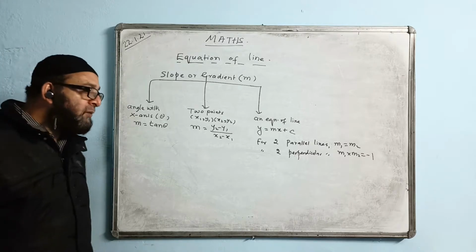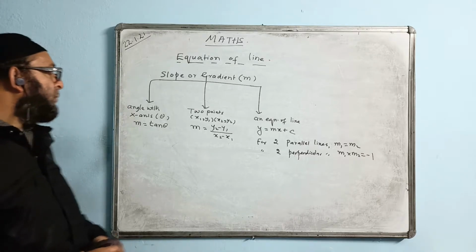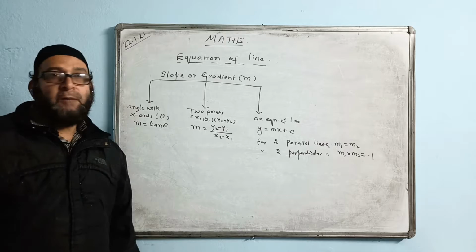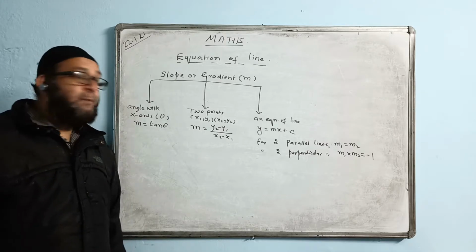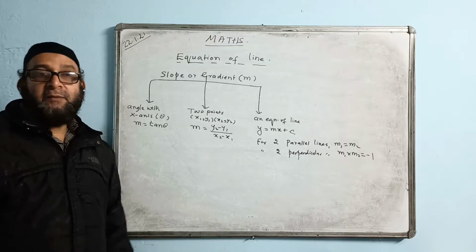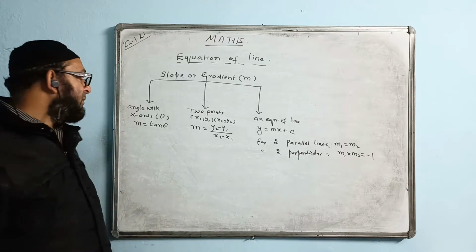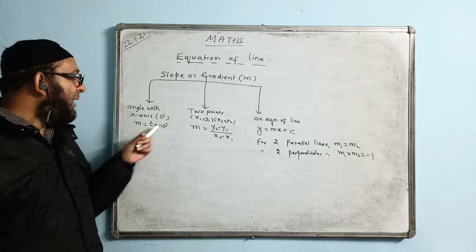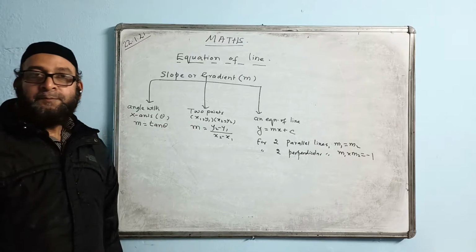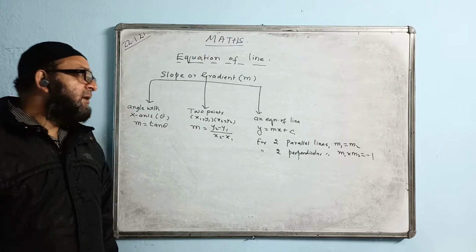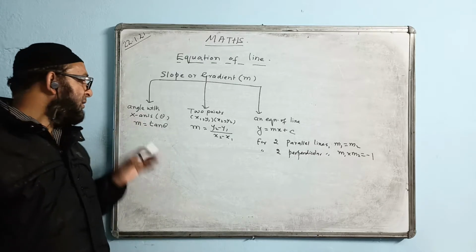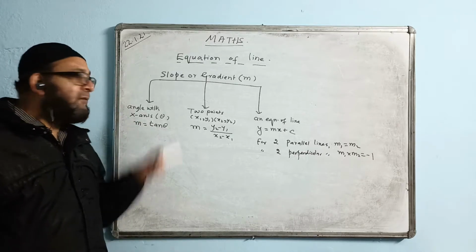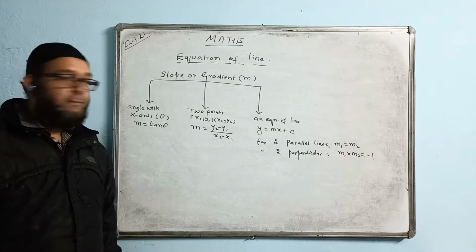Now when to use which depends upon the questions. For example, the question says there is a line which makes a 45-degree angle in the positive direction of the x-axis. Then we will be using the formula m is equal to tan 45. When they say it's making an angle of 45 degrees in the negative direction of the x-axis, you will have m is equal to minus tan 45. That is -1.